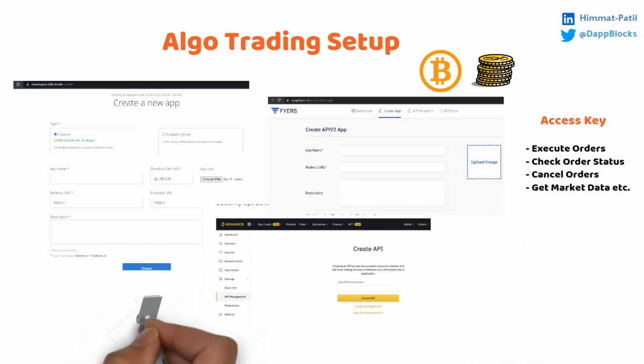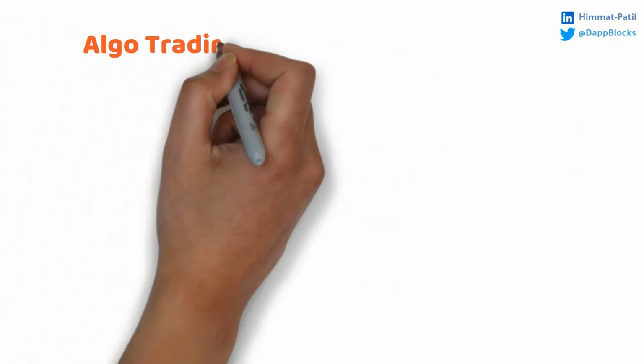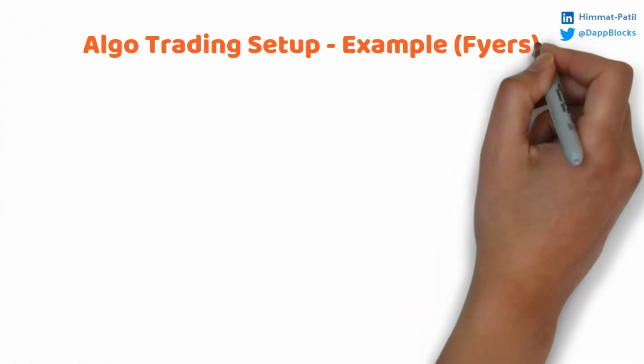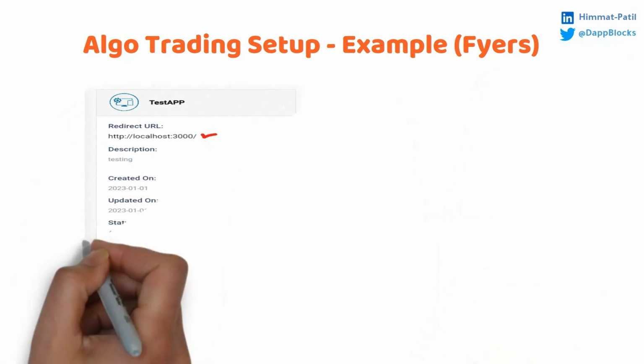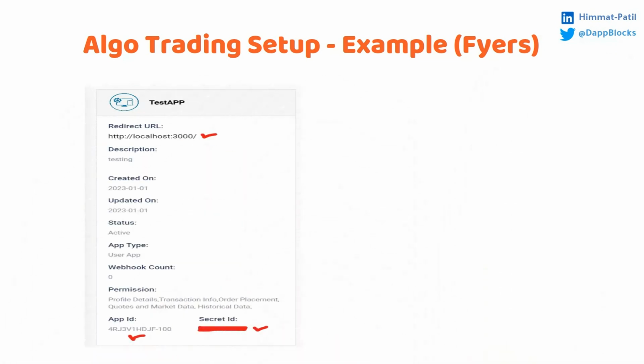Here are examples of Zerodha app creation, Binance API creation, and Fyers API creation. Each one has its own libraries or SDKs as per your programming language. You need to use or import the appropriate version and start coding your own strategy. Consider the example of Fyers. Once you create an app, you will get an app ID, secret ID and redirect URL. In the case of Zerodha, you will get an API key and API secret, and in the case of Binance, you will get an API key and secret key.